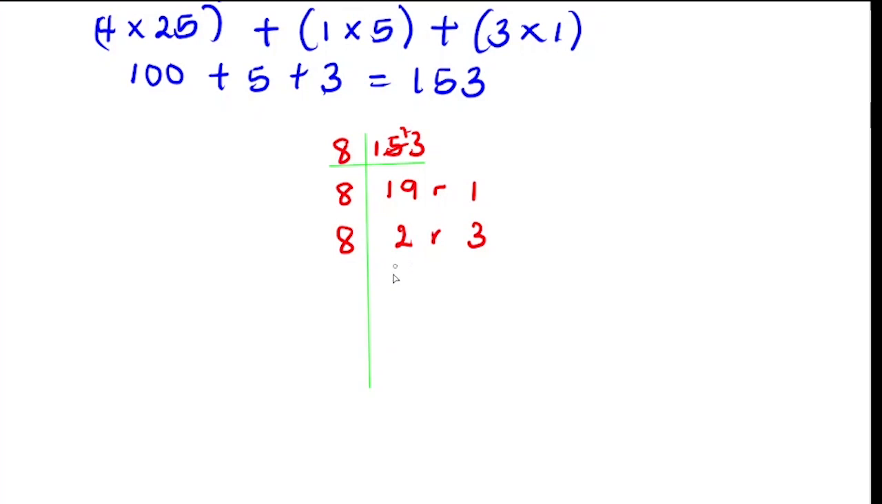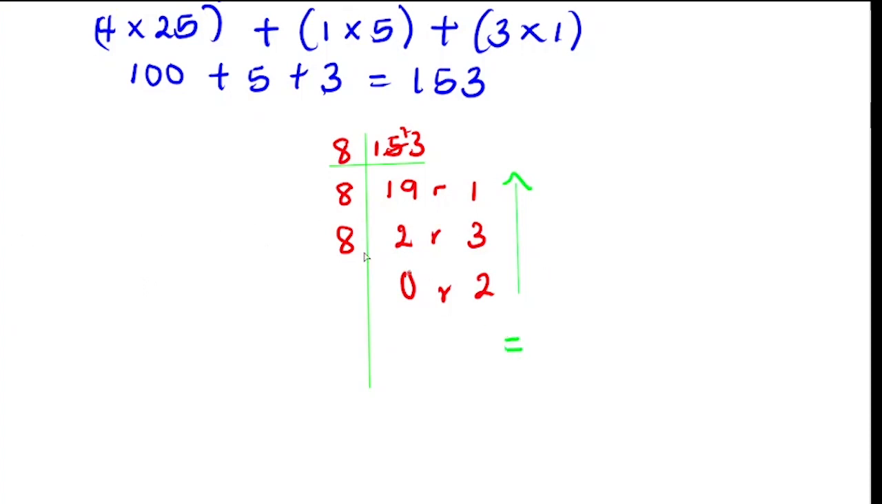2 is not up to 8, so it cannot go in 2. We have 0 and a remainder of 2. We'll bring that 2 down as the remainder. So I take my arrow up to write out our remainders.